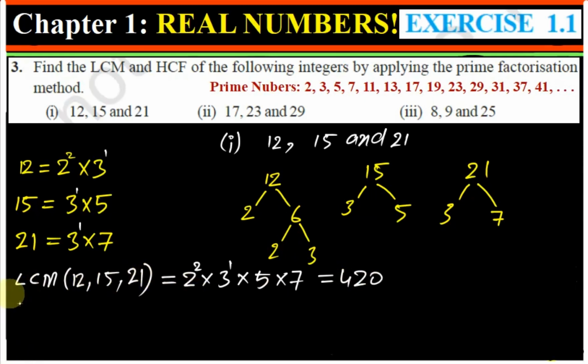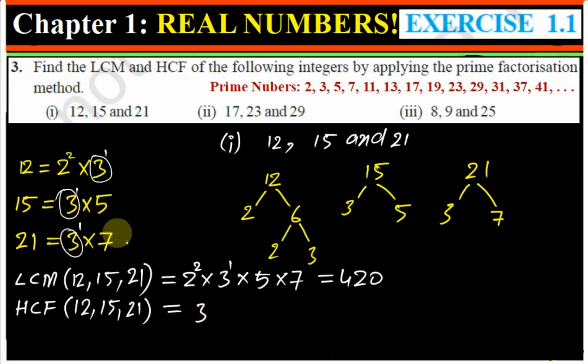Now let's find out the HCF of 12, 15 and 21. For HCF, we just choose the factors that are common in all these 3 numbers. You can see that 3 is common in all 3. So we'll write 3 and apply the lowest power, but here all the powers are the same, 1, 1, 1. So the power of 3 will be 1, that is just 3. So the HCF is 3 and the LCM is 420. This is how we find the LCM and HCF of 2 or more than 2 numbers.